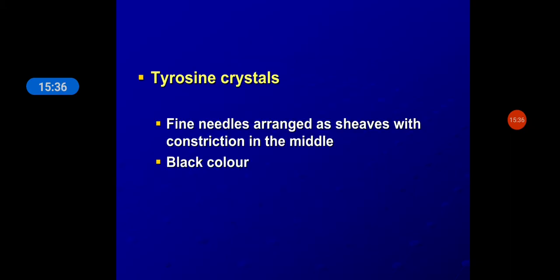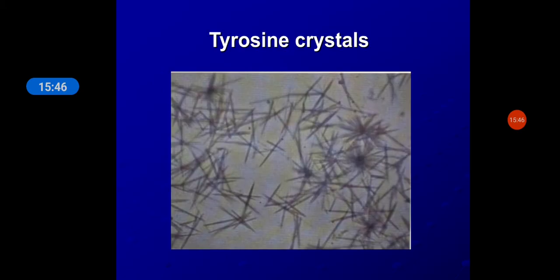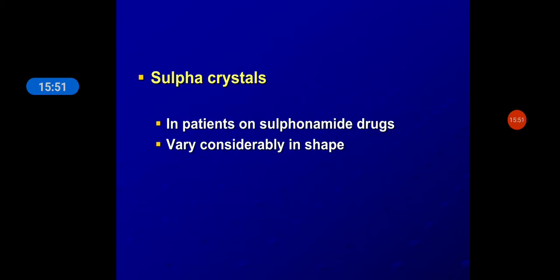Tyrosine crystals are fine needle shaped, as sheaves, and they have a constriction in between, something like somebody has caught them in between. And it is usually black in color. These are the tyrosine crystals. Then you have sulfur crystals.